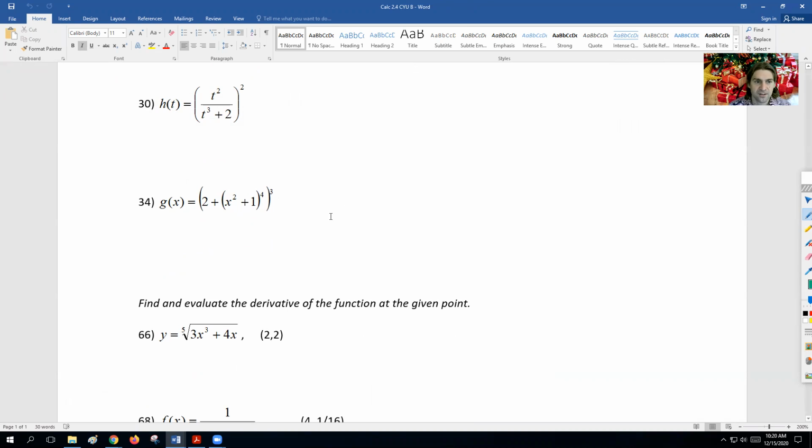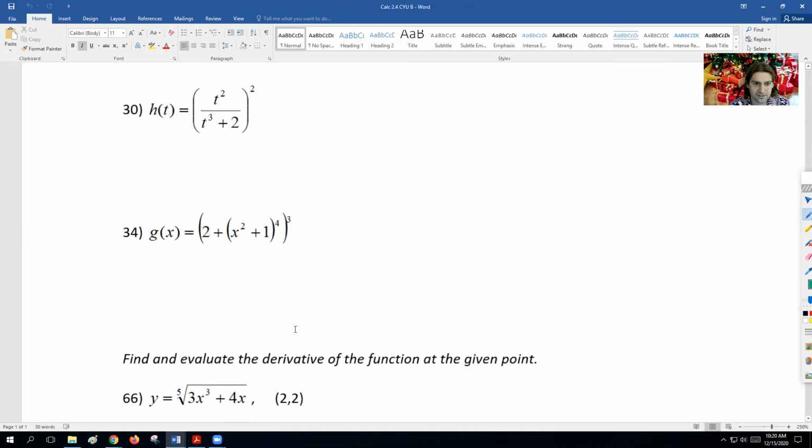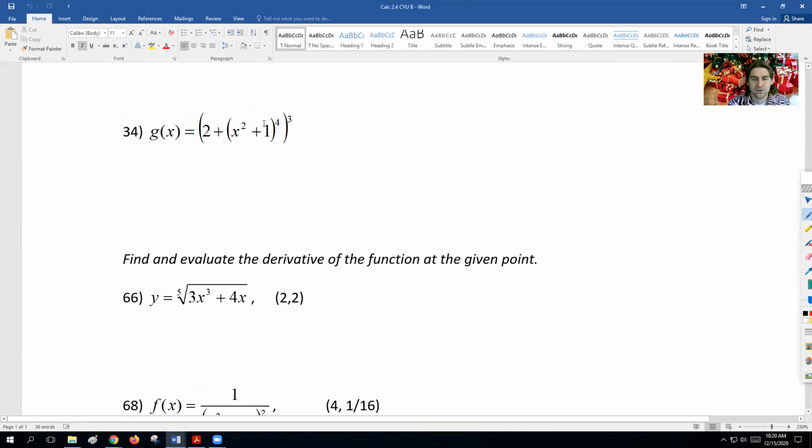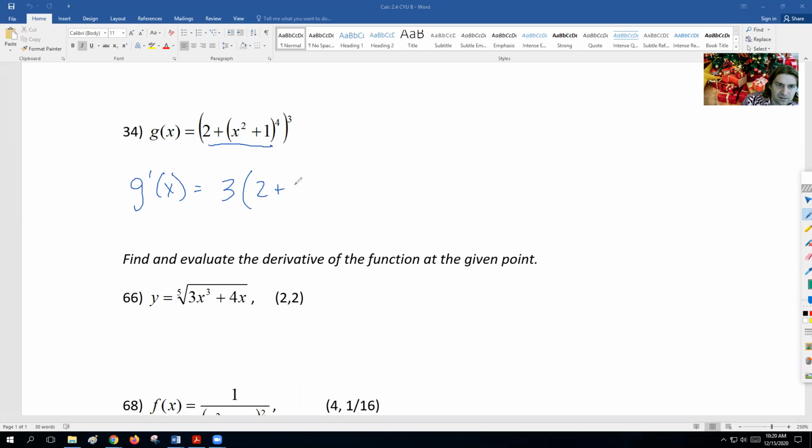So this problem here, let's do 34 together just to kind of practice this. The chain rule inside of the chain rule. So we have all of this cubed. So we have the derivative of something cubed would be 3 of this something, plus 1, to the second power. And then we're going to times by the derivative of the inside.